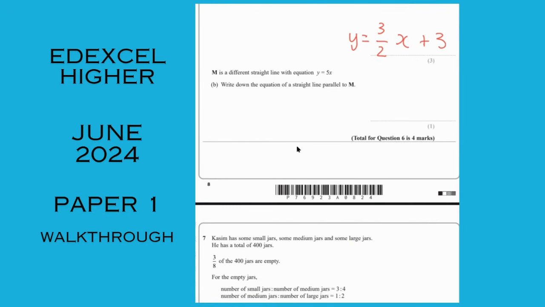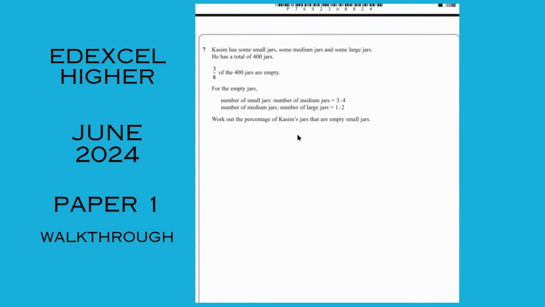M is a different straight line, so anything parallel. So anything, as long as it's not a 0 on the end, I'll keep it simple. But any number on the end, plus or minus, would get that extra mark.